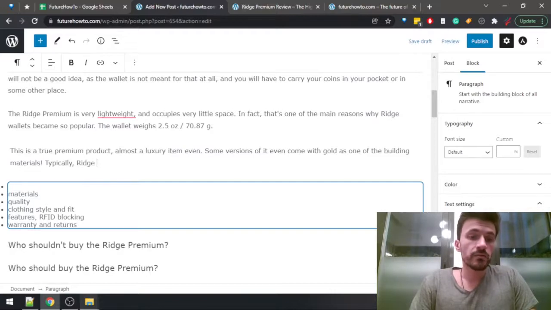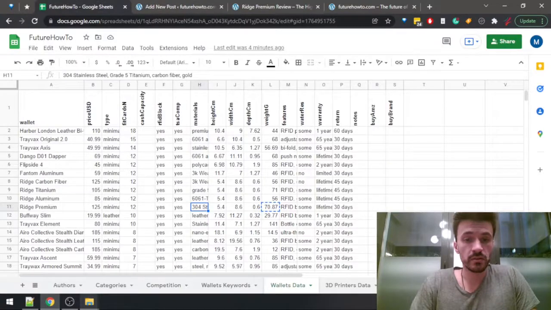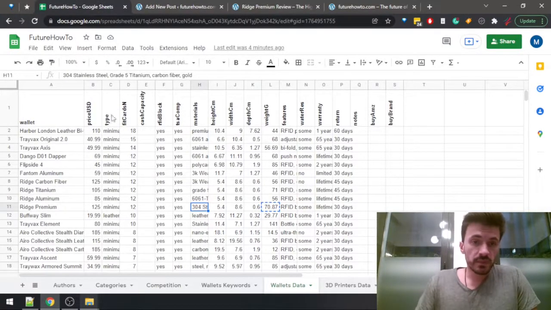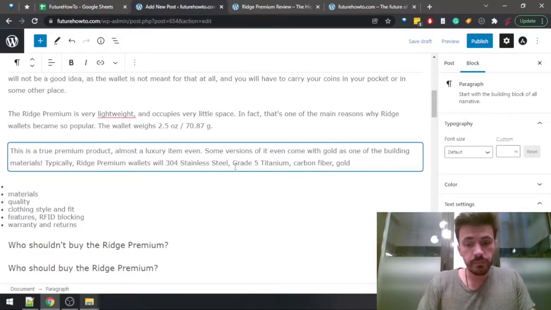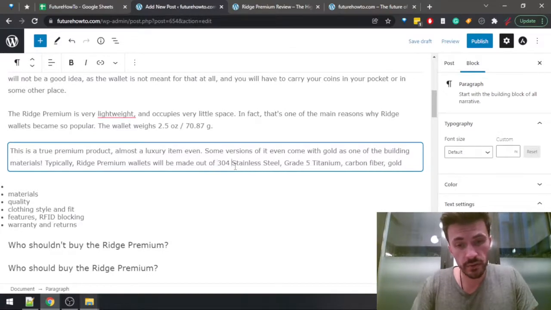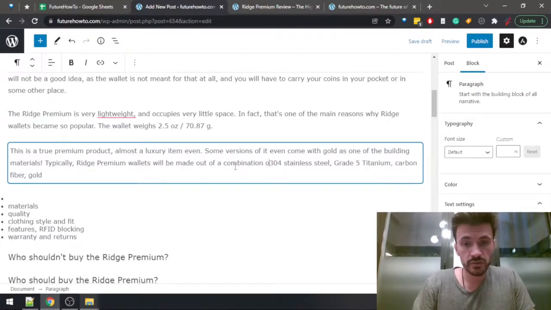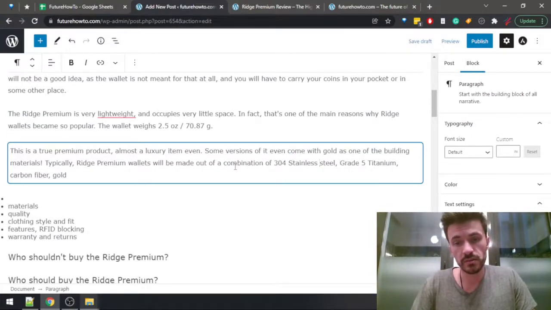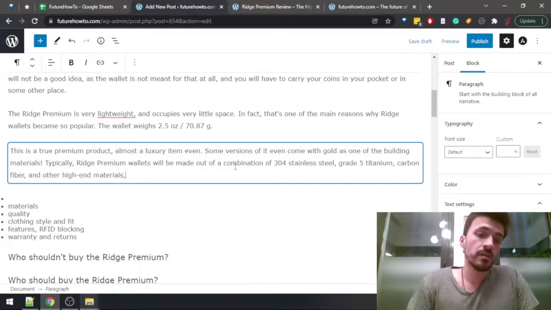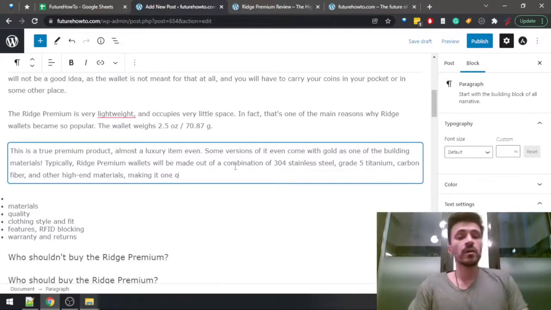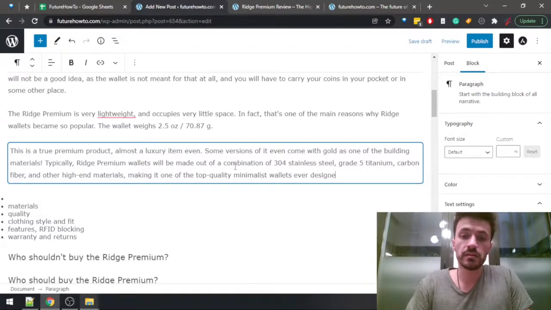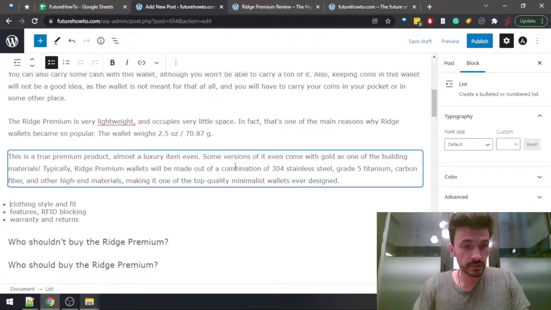Typically, premium wallets will be made out of 304 stainless steel, or a combination of 304 and grade 5 titanium, carbon fiber, and other high-end materials, making it one of the top quality minimalist wallets ever made, ever designed. There we go. Okay, that's pretty good.